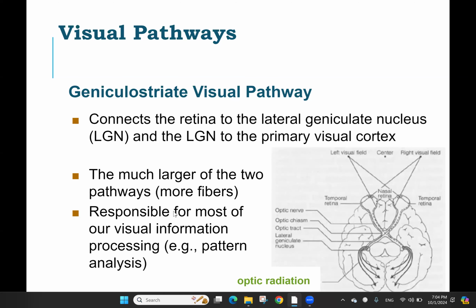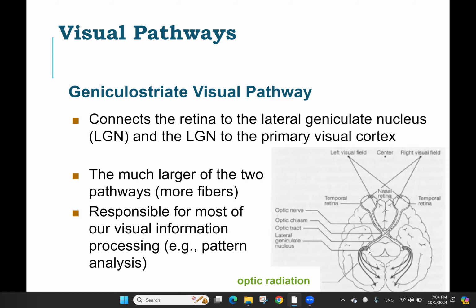This pathway, as I said, is much newer because it connects to the cortex, and cortex is a much newer structure of the brain, newer like in evolutionary time. And it does a lot of the recognition and pattern analyses and all those sorts of things in this pathway, right?